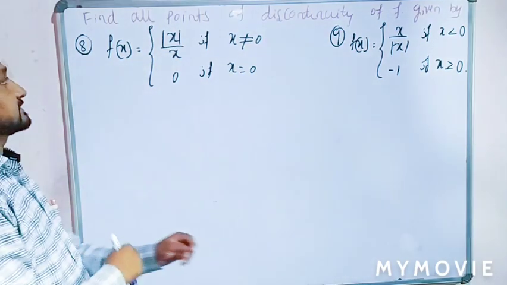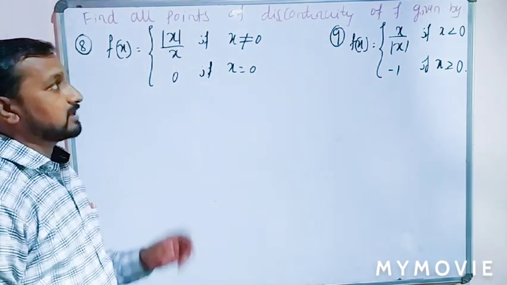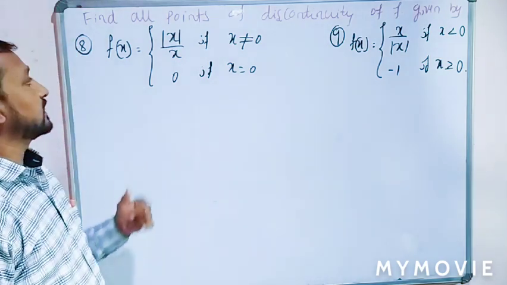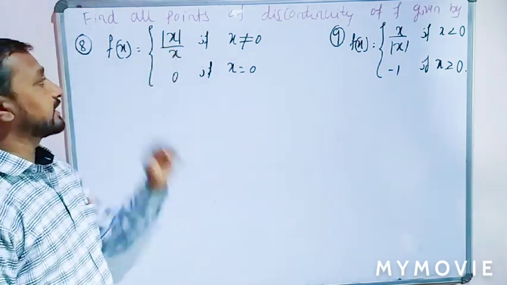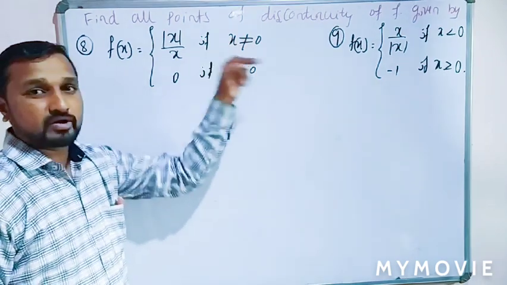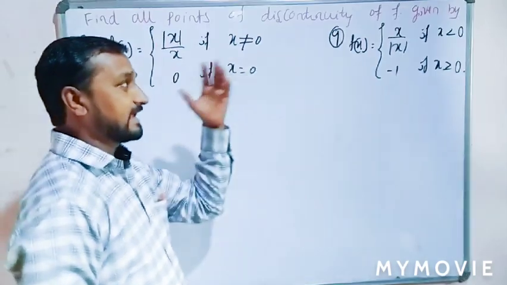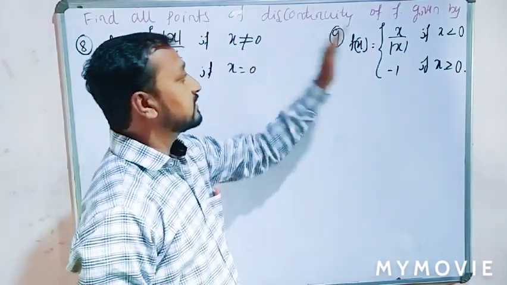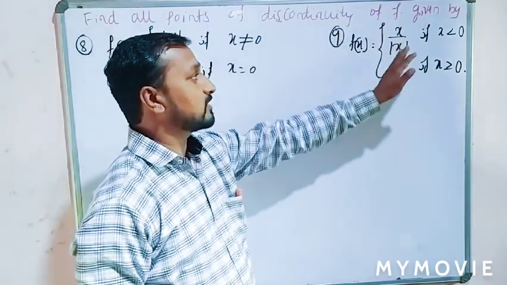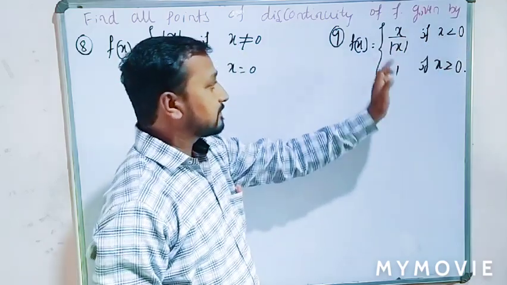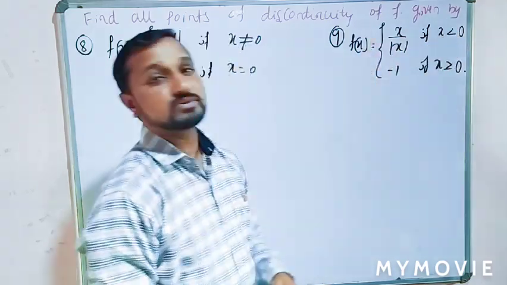Students, this is an example: find all points of discontinuity of the function f given by the 8th one, f of x equal to mod x divided by x if x is not equal to 0, 0 if x is equal to 0. And the 9th one is also the same example: f of x equal to x divided by mod x if x is less than 0, that is a standard condition, minus 1 if x is greater than or equal to 0.